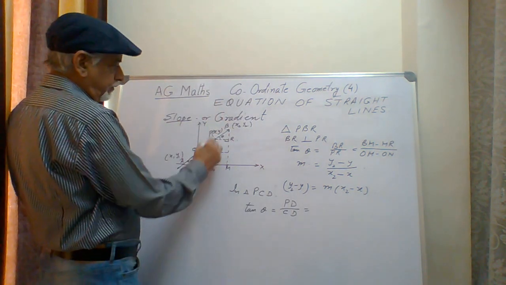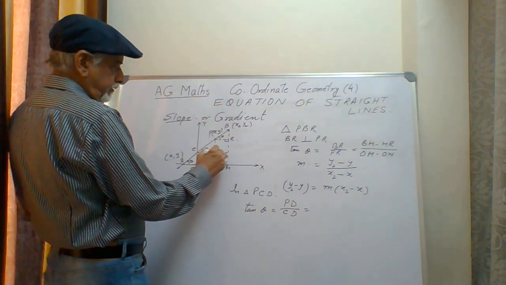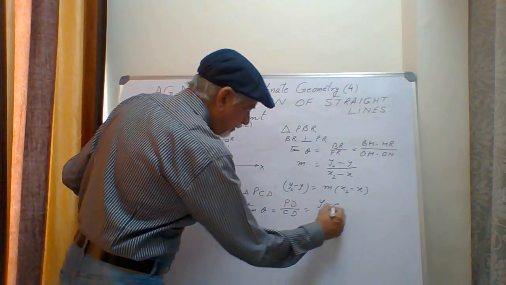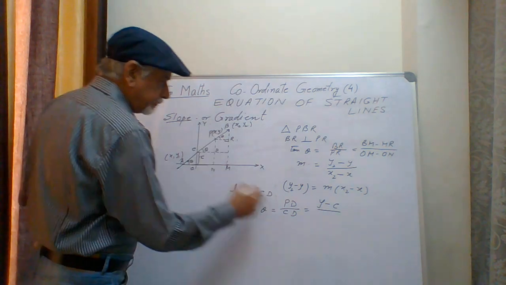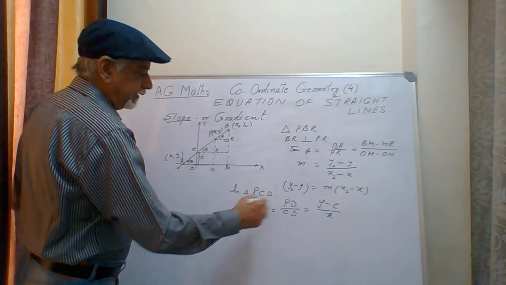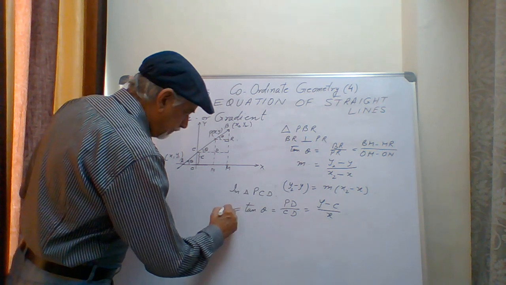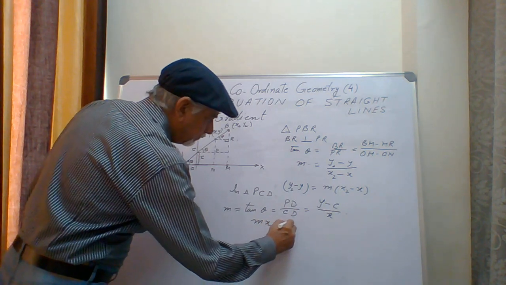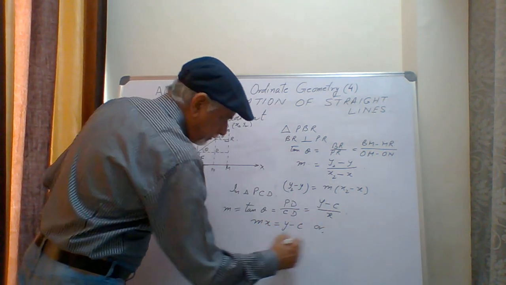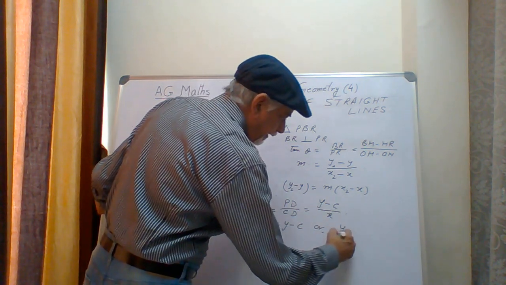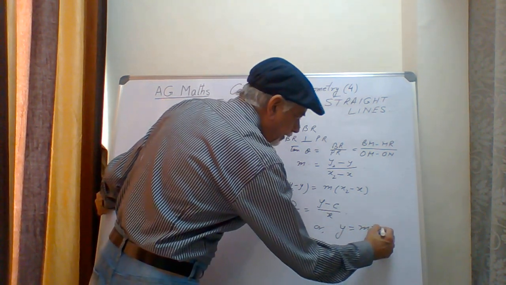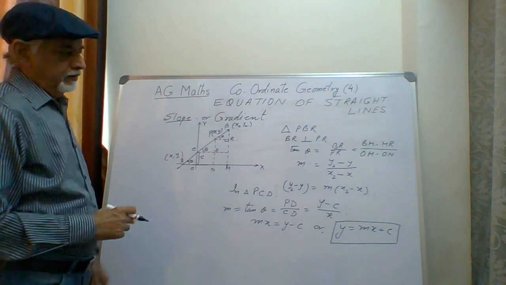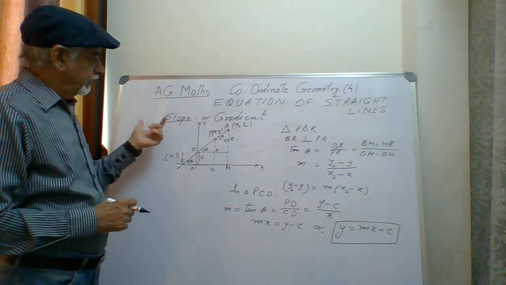And PD is equal to PN minus DN. PN is Y and DN is equal to C. And what is CD? CD is the X value. So what we get is, if I represent this as M, then by cross multiplication I can write Mx is equal to Y minus C, or by transposition we can write in a standard form Y is equal to Mx plus C. This is the equation of a straight line in the slope form.